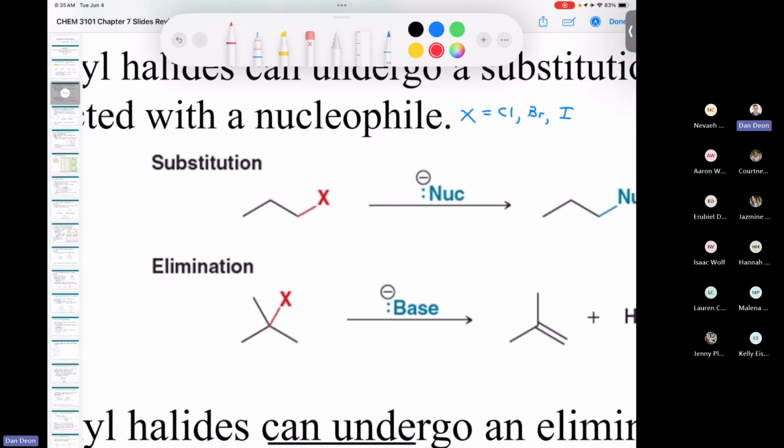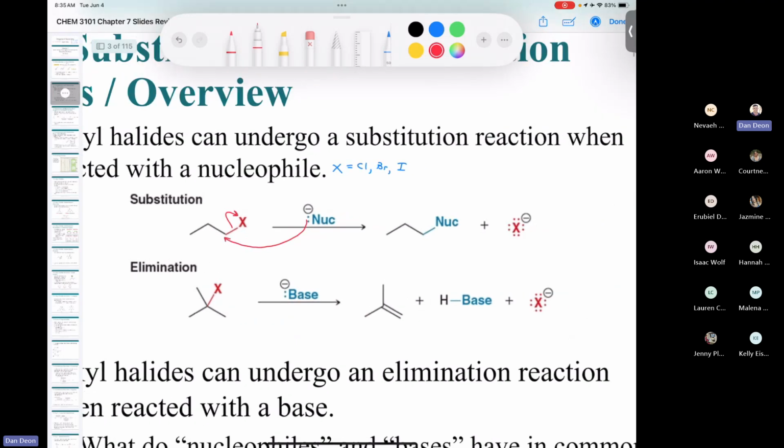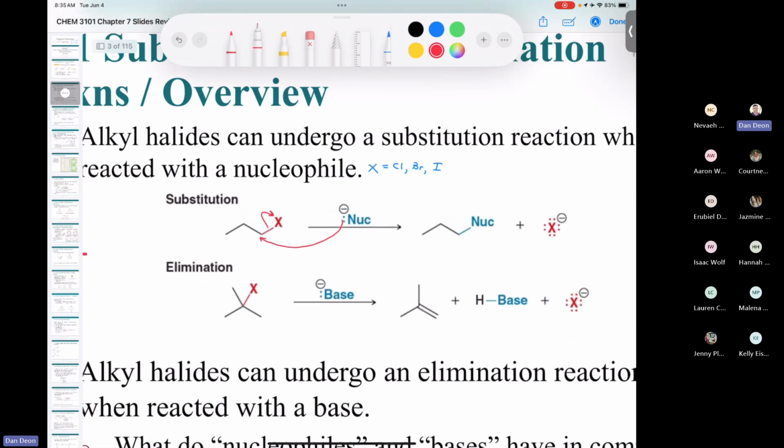So we're going to have our nucleophilic attack. It's going to attack the electrophilic carbon, and then we're going to lose our leaving group. And so we're substituting the halogen for the nucleophile. So that's why we call it a substitution reaction, okay? And this is actually an example of an SN2 reaction. Just this particular example.